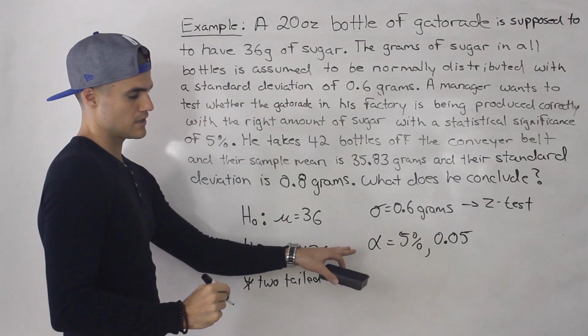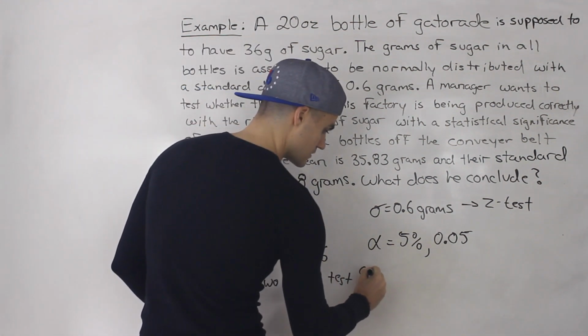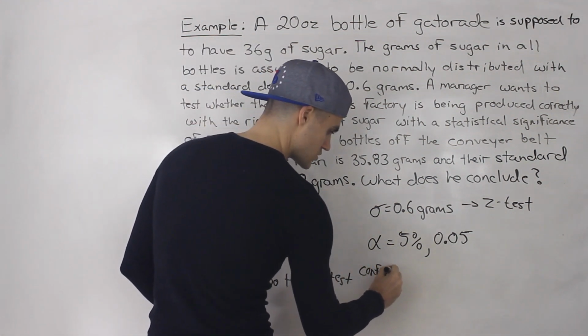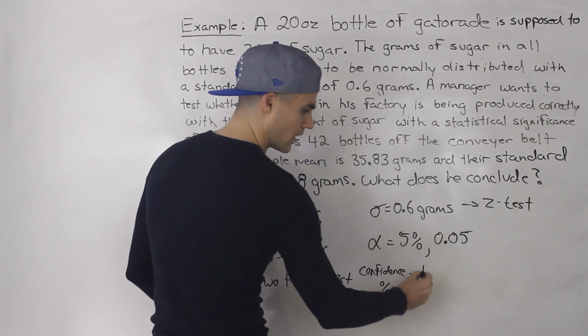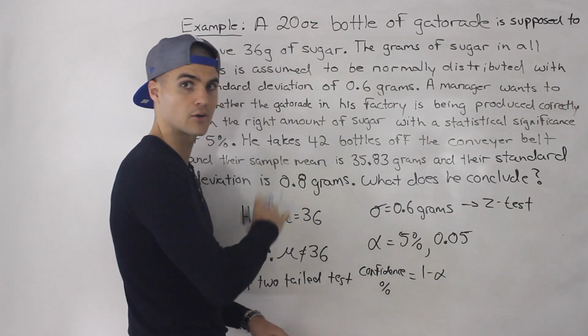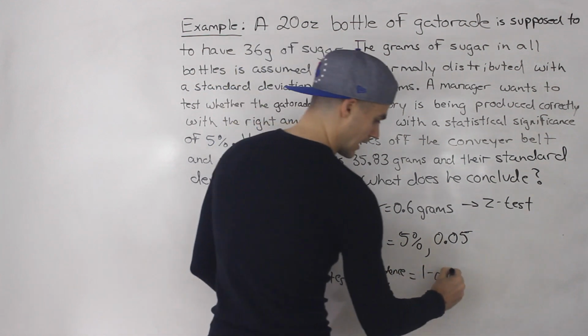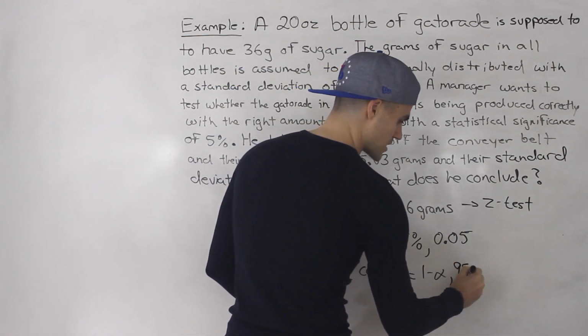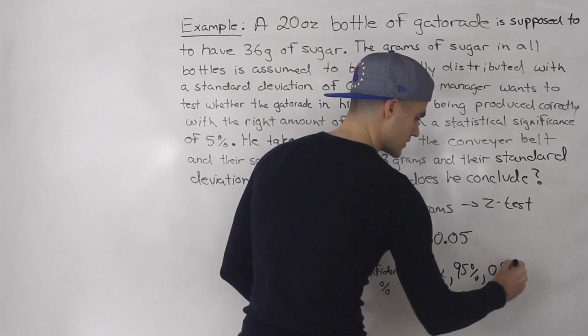And if we know the statistical significance, we know the confidence percentage, or the confidence coefficient. It's always 1 minus the alpha, right? Or if you're dealing with percentages, 100% minus the statistical significance, and that's basically 95% in this case, or 0.95 if you want to deal with decimals.